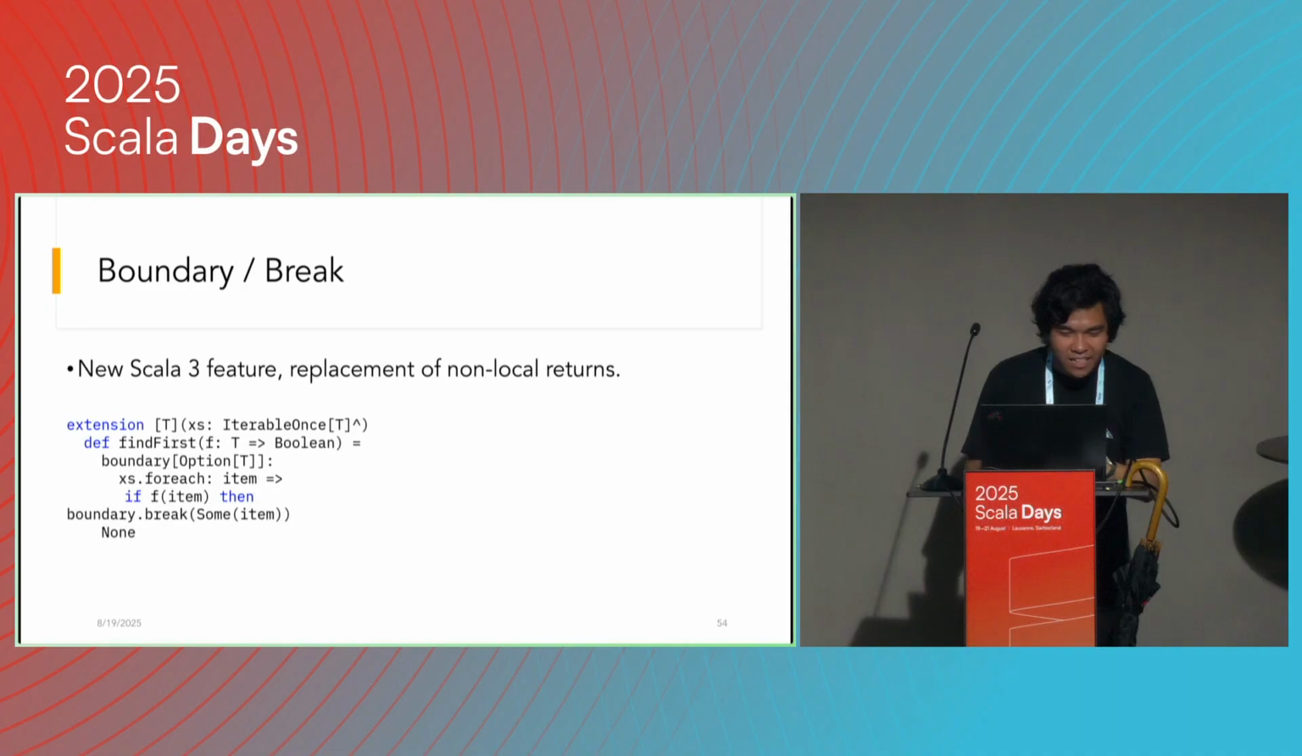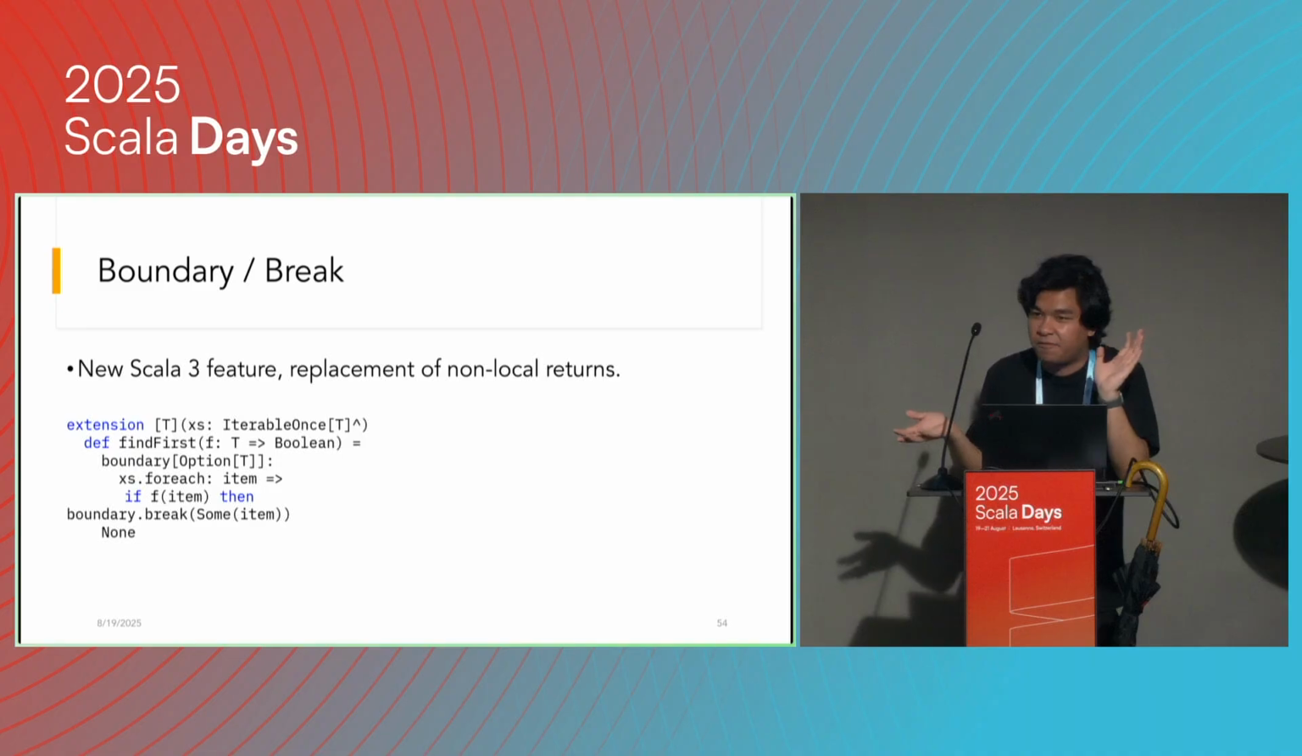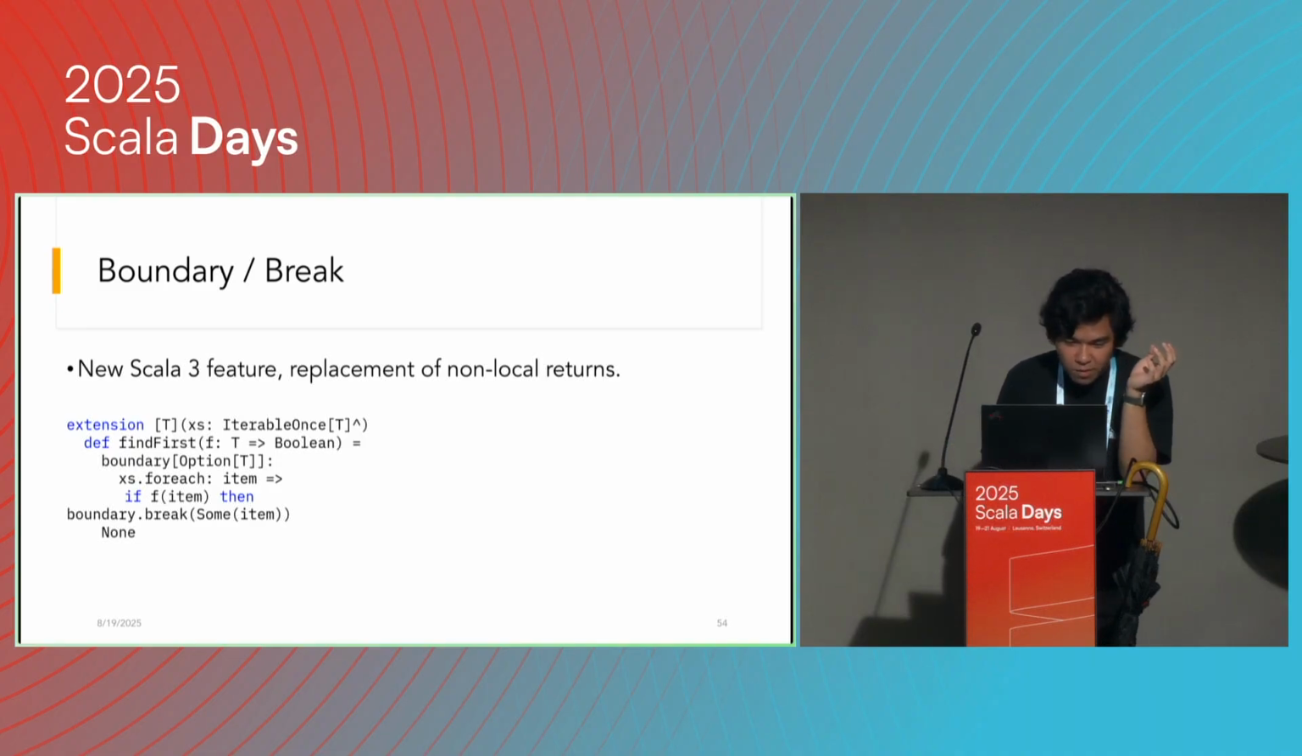And yeah, the boundary break thing looks kind of like this. I think I messed up the indentation a little bit, but this is an implementation of find first. So it takes a predicate, returns an option of the first thing it finds. It's reasonably capture checked. The collection is capture checked.